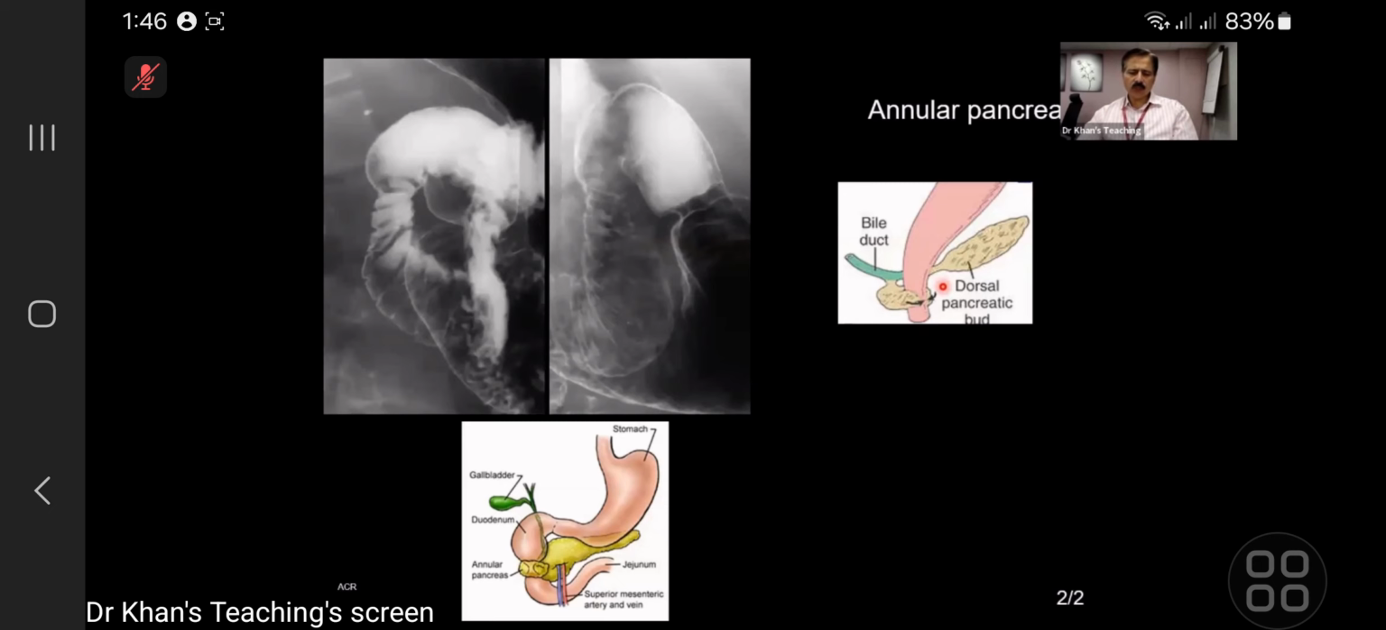So going back to embryology, please remember that the pancreas develops from two buds. One is the dorsal bud, and the second one is the ventral bud. We'll come back to this when we do pancreas, pancreatic divisum, etc. But the ventral bud shifts to the medial side, and sometimes part of the tissue keeps surrounding the second part of the duodenum and can cause obstruction. At times, it is just an incidental finding also. So, well done.